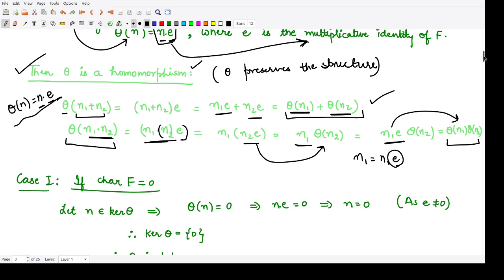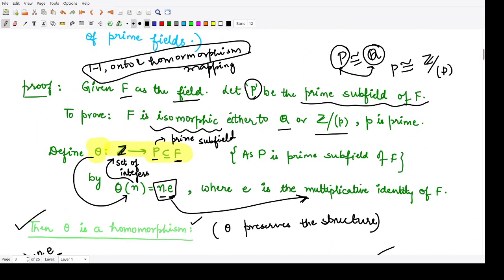So how is this mapping defined? This mapping is defined using the characteristic of the field.